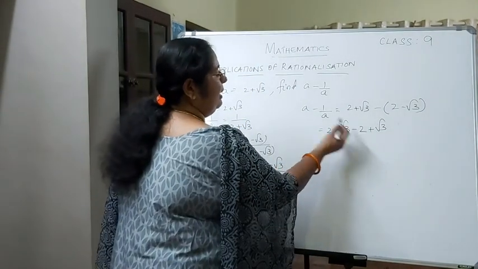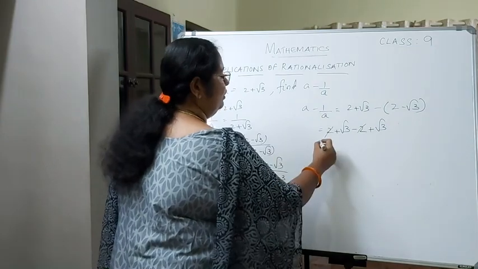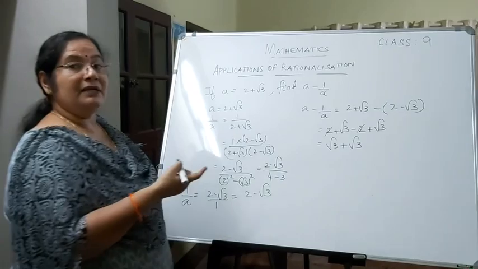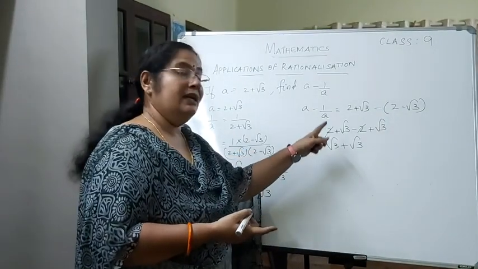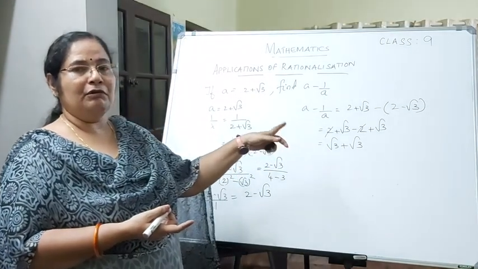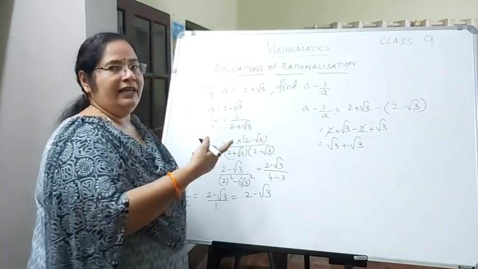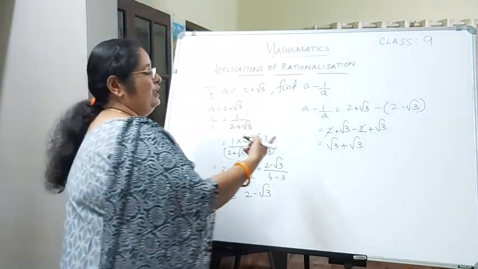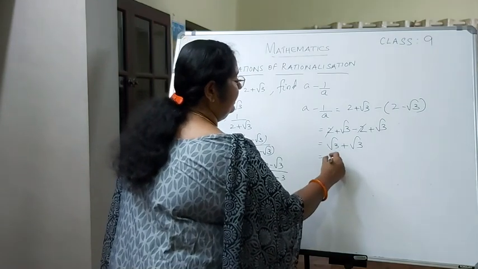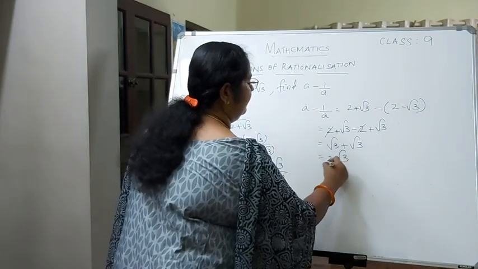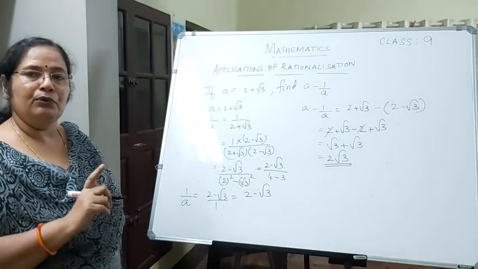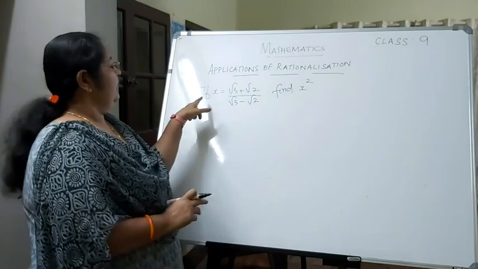So 2 minus 2 becomes 0. What is remaining? Root 3 plus root 3. Root 3 plus root 3 means 1 root 3 plus 1 root 3. Last day I told you how to add: you add the coefficients as in case of expressions. So here you have 1, here also 1. So 1 plus 1, it is 2 root 3. So the value of a minus 1 by a is 2 root 3. Now here you have another question.